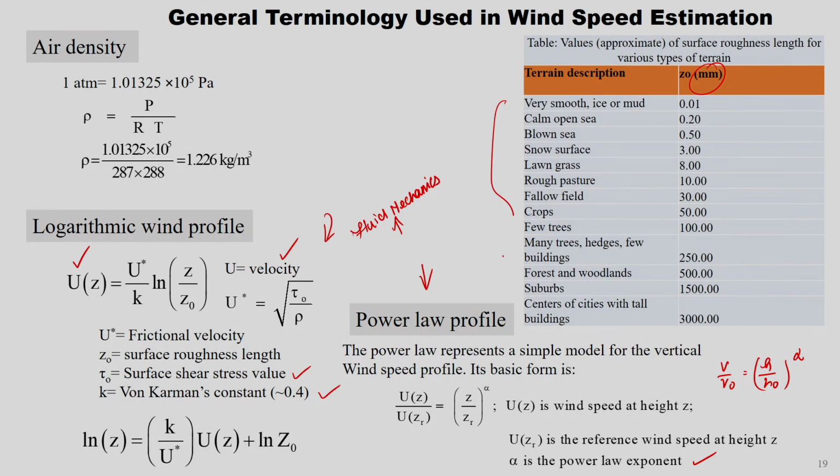So, based on the terrain types, you can have Z naught. Using Z naught, K, and U star, one can find out U of Z. That is ln of Z upon Z naught, which is nothing but U of Z times K upon U star. So, this is ln Z upon Z naught, which is nothing but ln Z minus ln Z naught.